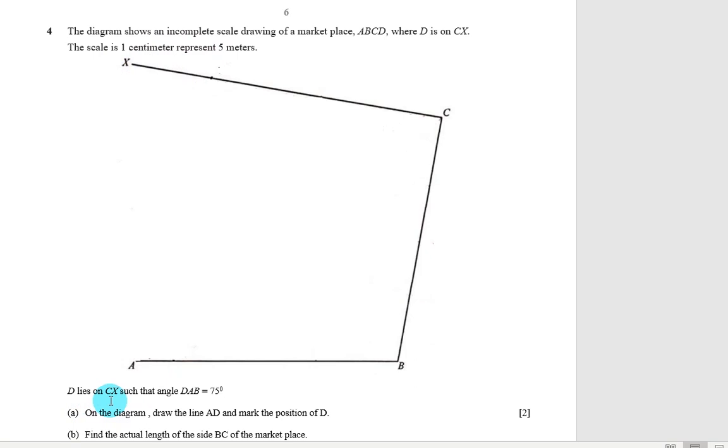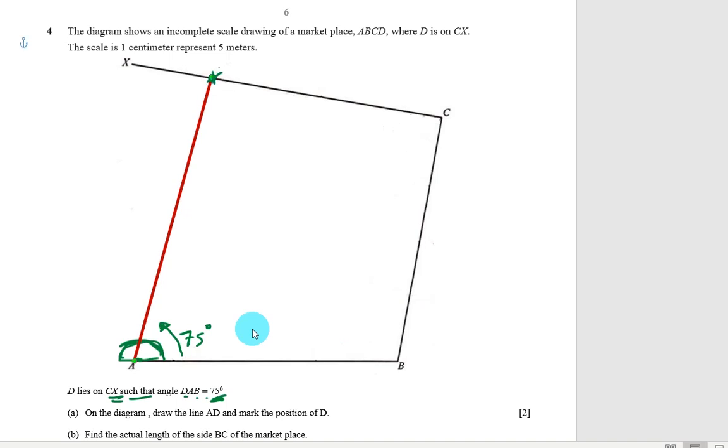D lies on CX such that angle DAB, so the angle here, first part B and A and then D, is equal to 75 degrees. Bring your protractor and put it at this location, and start to measure the angle in this direction, 75 degrees. And then start to draw the location of D. Now this is the position of D.